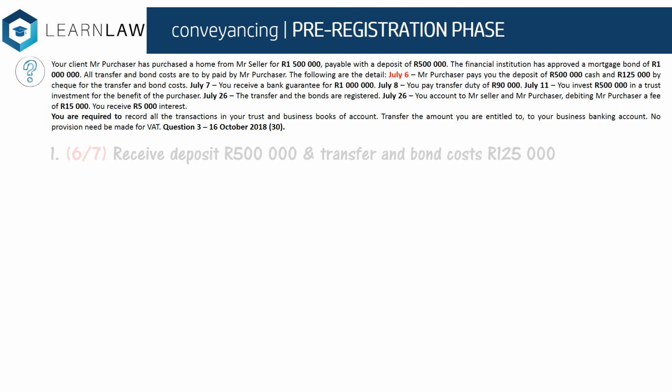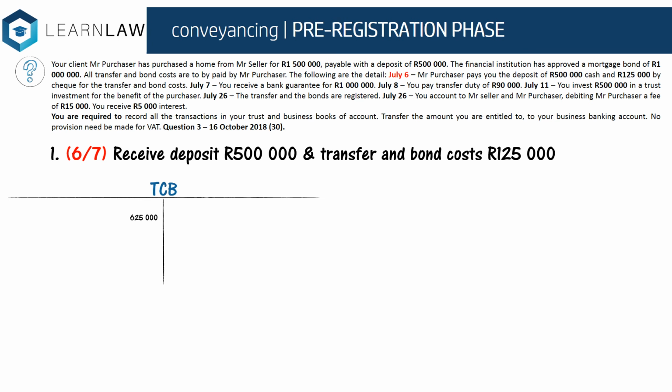On 6 July, you received a deposit in the amount of 500,000 rand as well as transfer and bond costs in the amount of 125,000 rand by cheque. Take note of the fact that the transfer and bond costs were received by cheque. Go ahead and pause the video, then record the transactions in your books of prime entry. The trust cash book is debited with the total being 625,000 rand. Mr. Purchaser's trust account is credited with 625,000 rand. Remember to include the dates and to reference the contra accounts correctly.